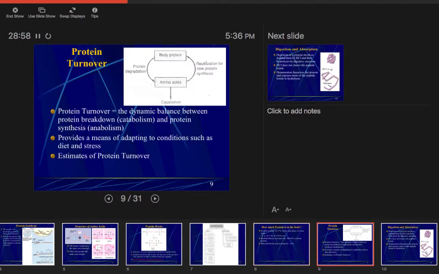Now let's talk about this one. This one's pretty interesting, I think. Have you ever heard of protein turnover? That phrase? How about this one? Use it or lose it. Right?